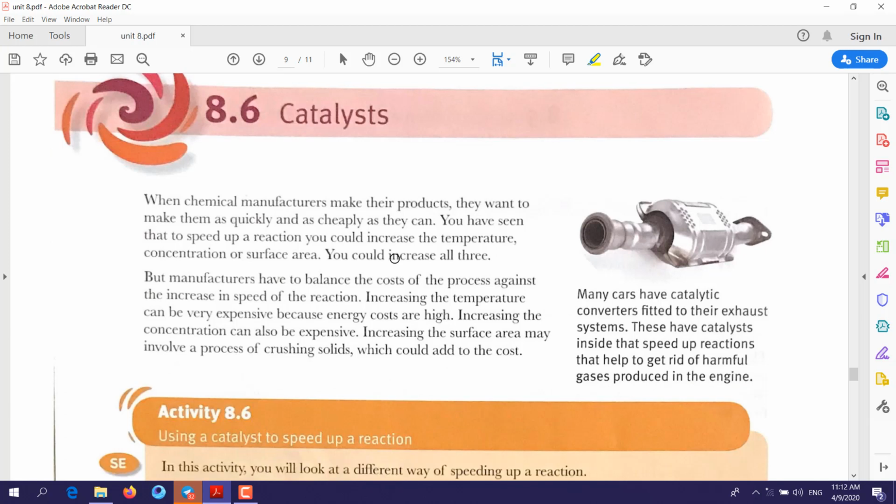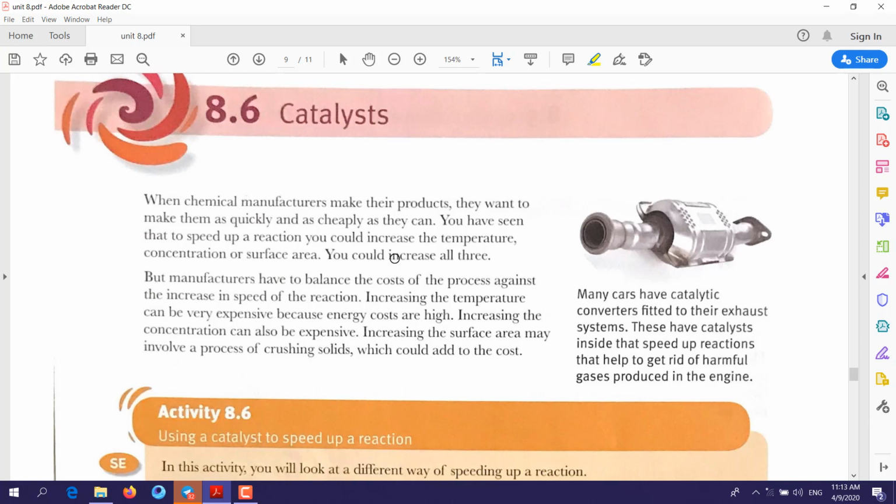8.6 Catalysts. What do you mean by catalyst? It's any chemical substance that speeds up a chemical reaction without changing in its structure. Again, catalyst. What do you mean by catalyst? It's any chemical substance that speeds up the chemical reaction without changing in its structure.